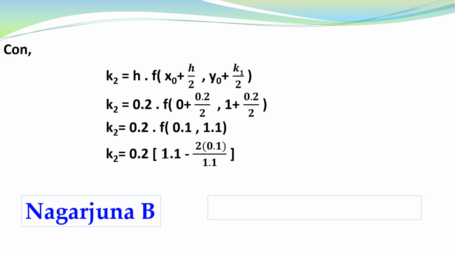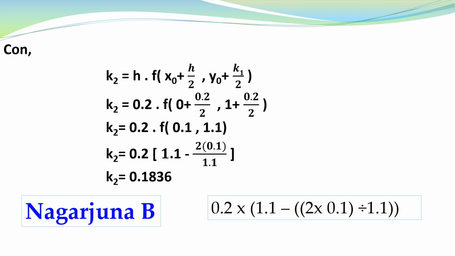In the calculator we can calculate in this way: 0.2 into open the bracket 1.1 minus open the bracket 2 into 0.1 close the bracket divided by 1.1 close the bracket twice. When you write in this format in a calculator, it will give the answer, and that answer is k2 equal to 0.1836. It is the value of k2 which we have got after rounding off to 4 digits after the decimal point.